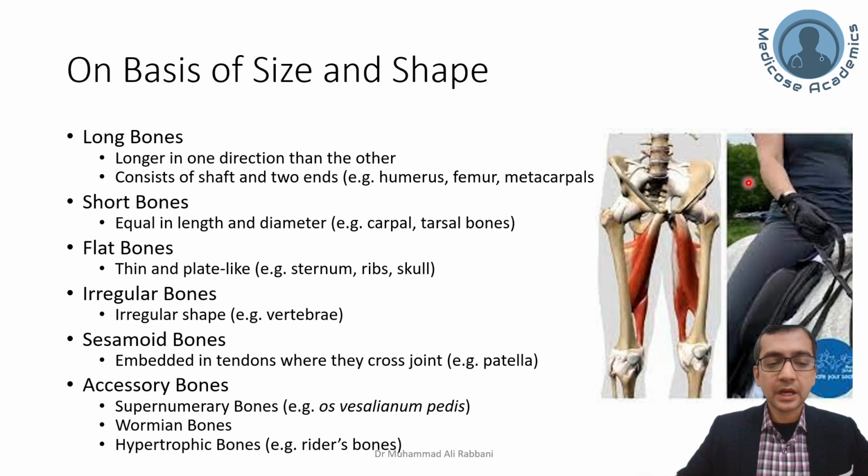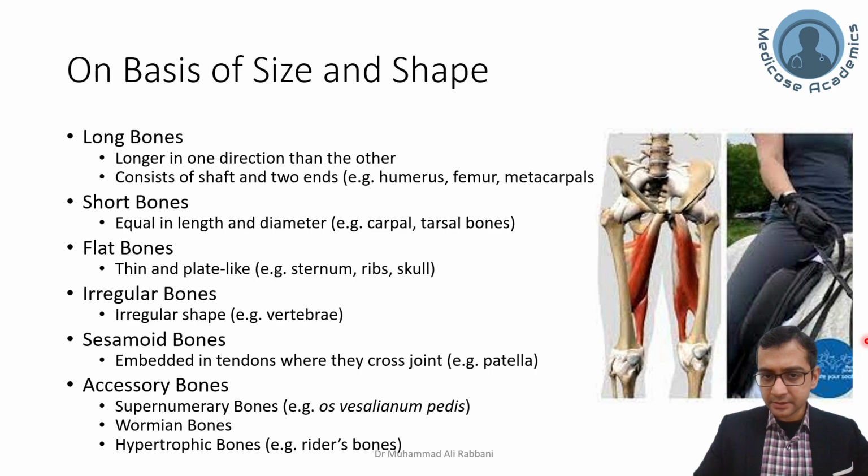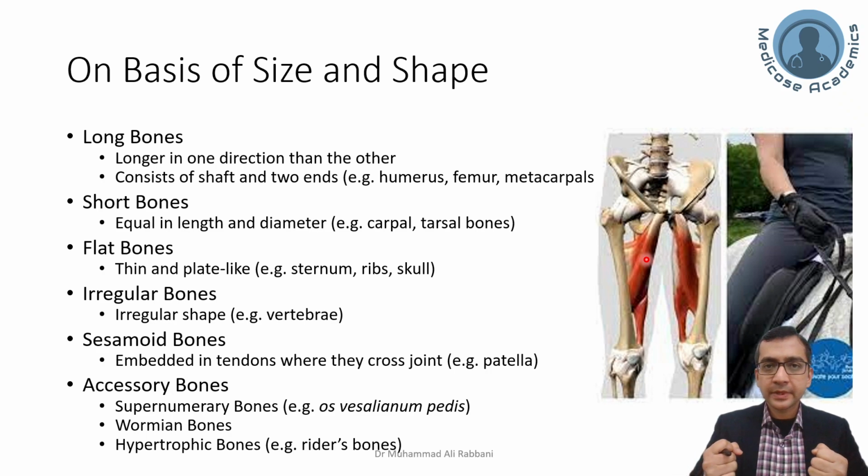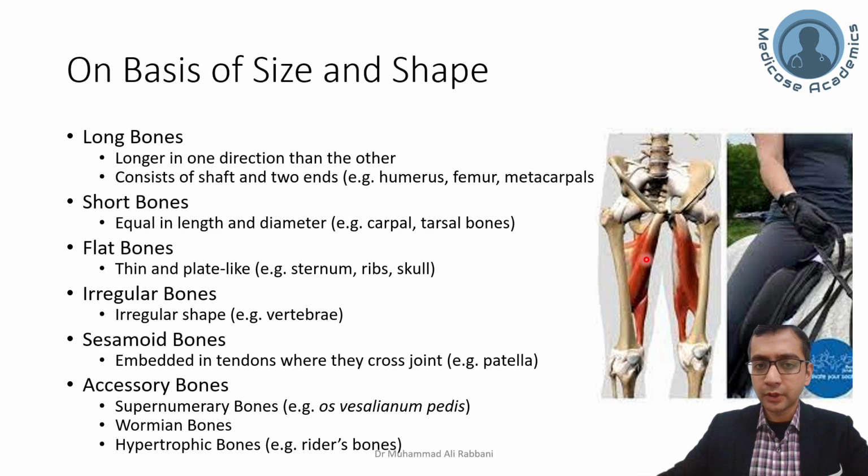And last but not the least are hypertrophic bones. Hypertrophic bones are the ones that develop inside the tendons in response to repeated injury. In the previous lecture, you were introduced to the terms of position and movement, including adduction. So, when you ride a horse, you forcefully adduct the thighs to keep your grip so that you don't fall off. So the adductor muscles are acting very forcefully.